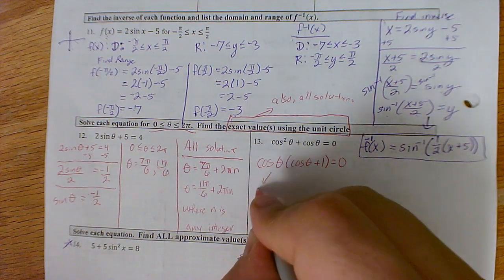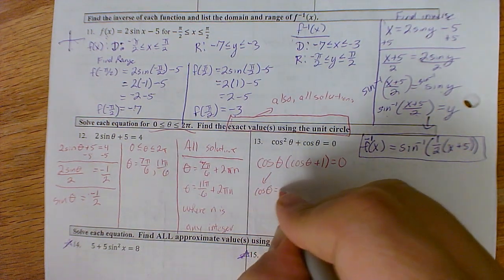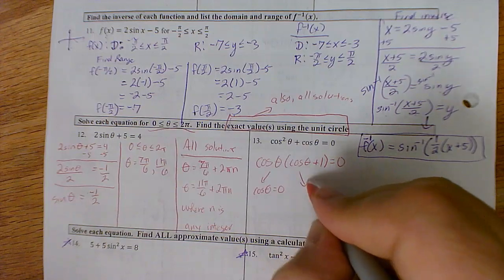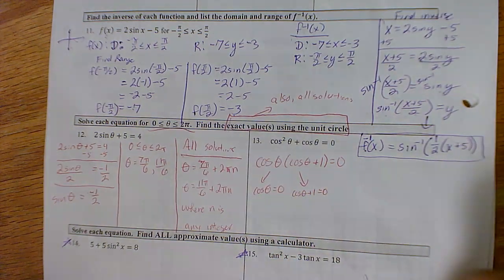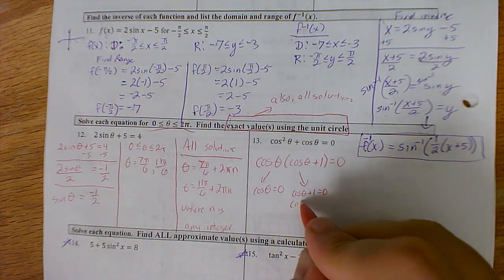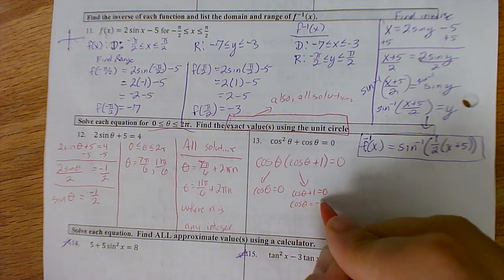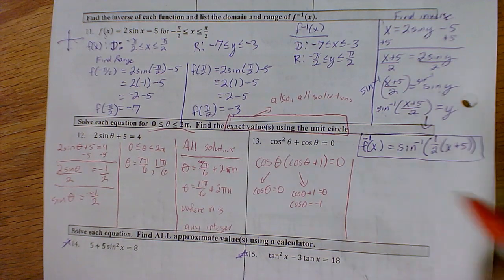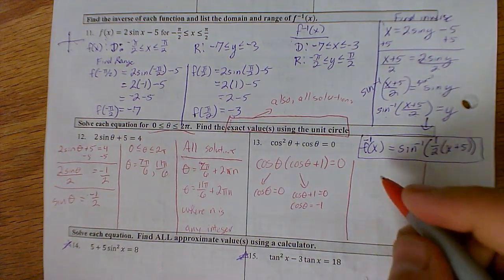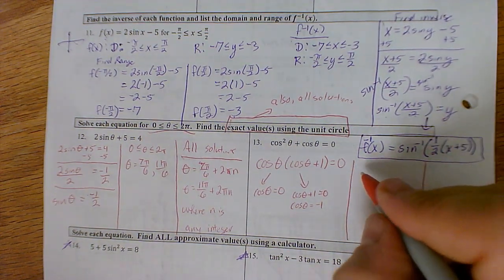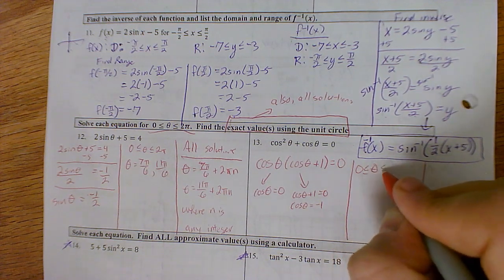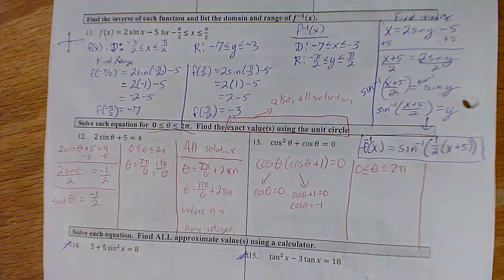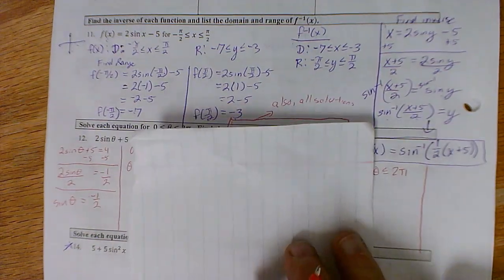So we want to know where cosine of theta is equal to 0, and where cosine of theta plus 1 is equal to 0. So this would turn into cosine of theta is equal to negative 1. So once again, I want to talk about the two solution types. So we would do from 0 less than theta less than or equal to 2 pi. So I'm just going to do scrap work here.